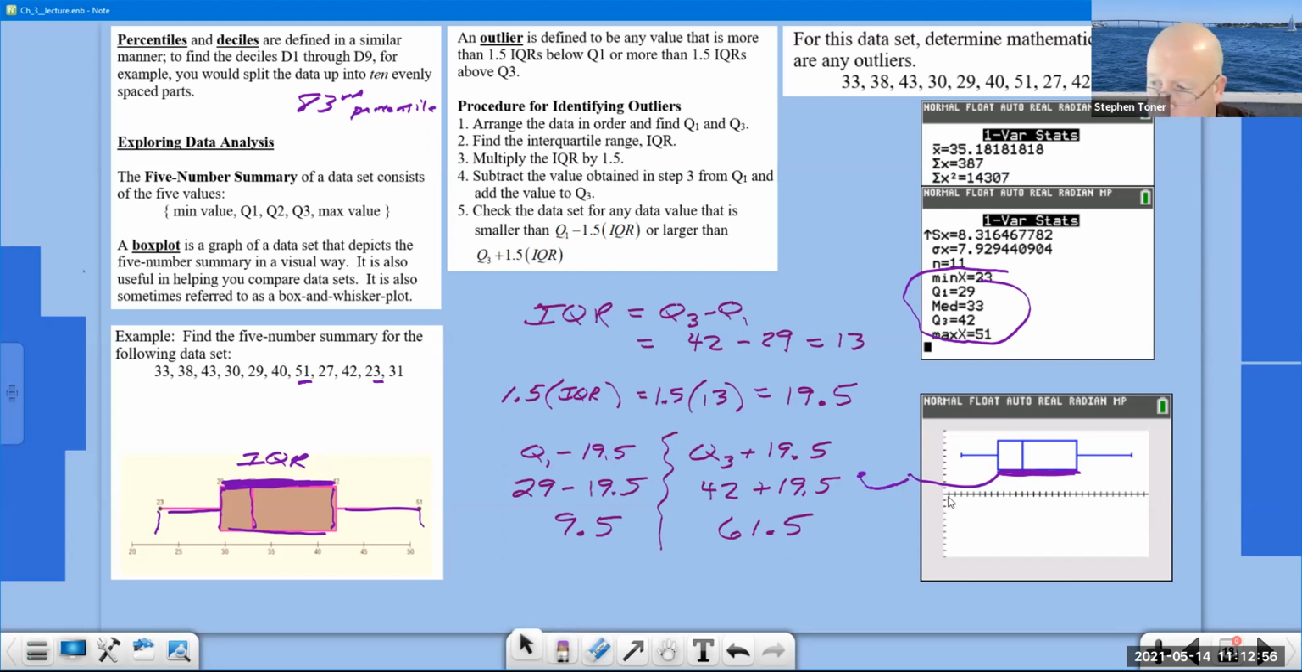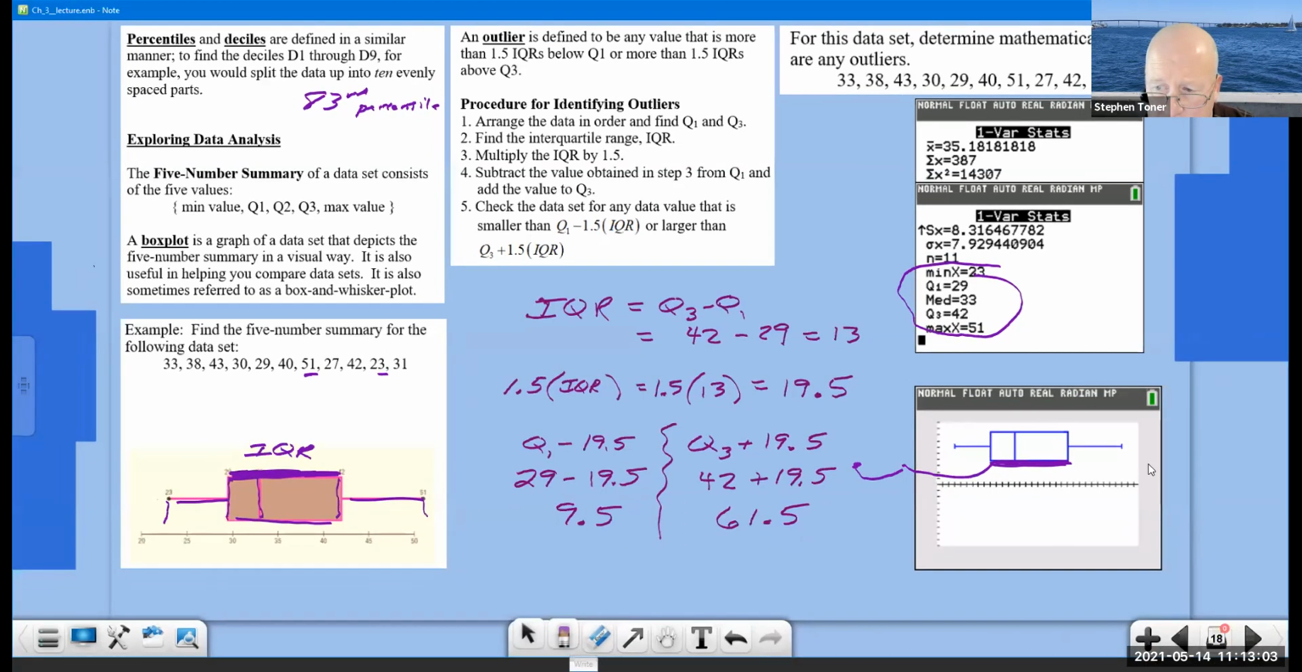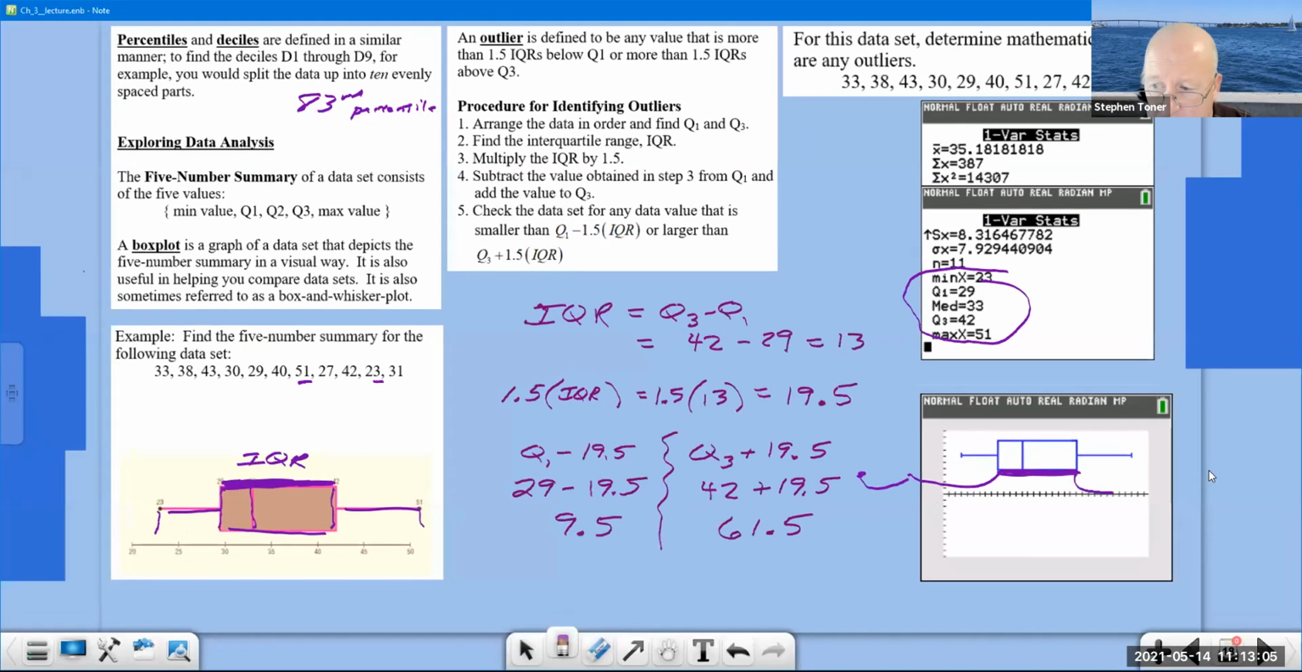Then if I were to start at Q3, let me move that box over, Q3 and add 1 IQR to the right and then another half an IQR, it gets me to another point. These would be the 9.5 and the 61.5, which I would call the lower and upper boundaries, or you might want to think of them as fences, and anything beyond those fences mathematically would be considered an outlier.